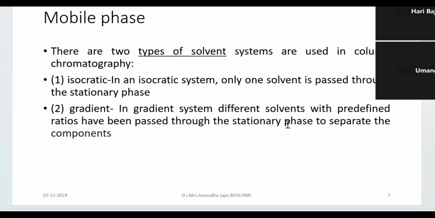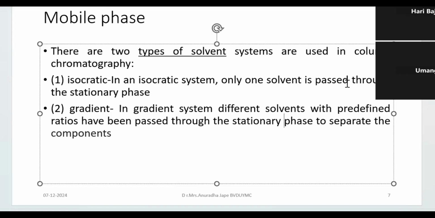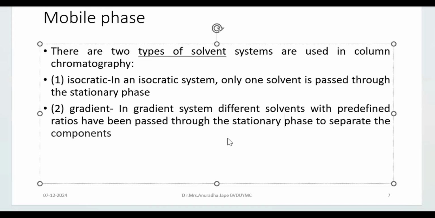So in the previous discussion, we talked about the mobile phase, the column matrices, right? How to fill the column, how to equilibrate the column. Now, how to load the column, all these things we talked about in detail. Now it is about the solvent system.